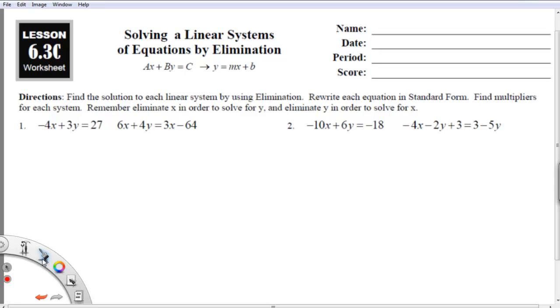And what we're studying now is solving linear systems of equations by elimination. We spent time on two other worksheets, and hopefully people are getting a better idea of how to handle these types of problems. We're going to go ahead and work on problem number 2, and then we'll probably do problem number 4 and 5.